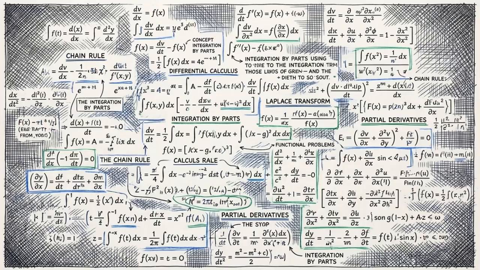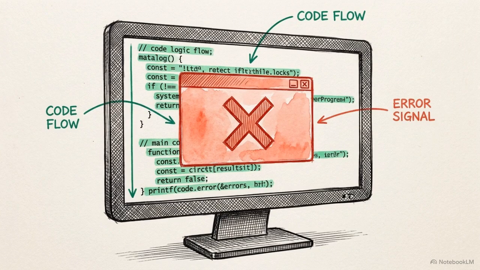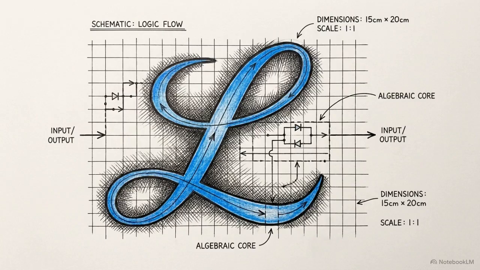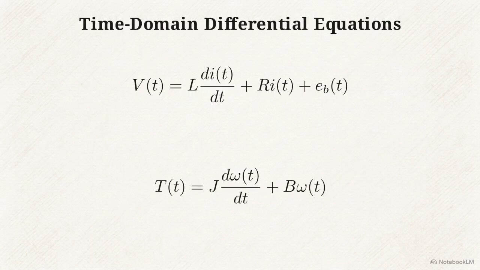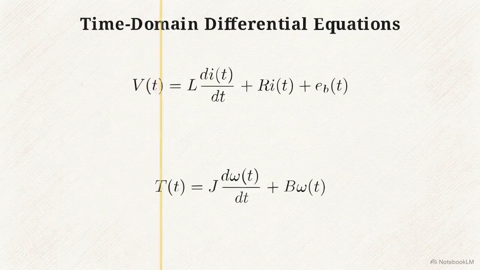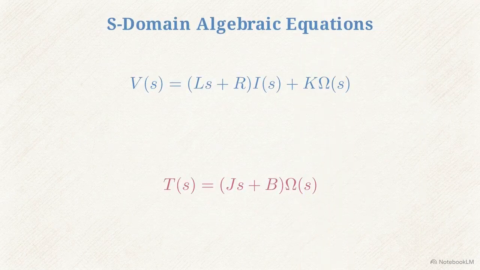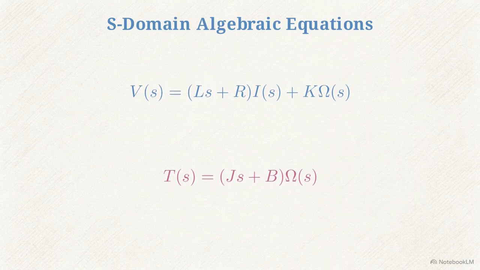While these time-domain differential equations describe the physical reality of the motor, they cannot be directly processed for software-based classical control design. We need a mathematical transformation. To digitize these equations, we use the Laplace transform. This operation bridges the gap, converting complex differential calculus into manageable algebraic equations within the S-domain.